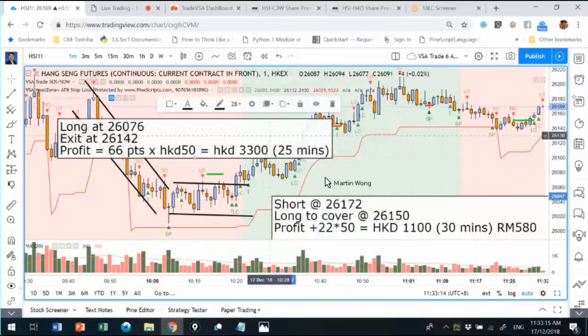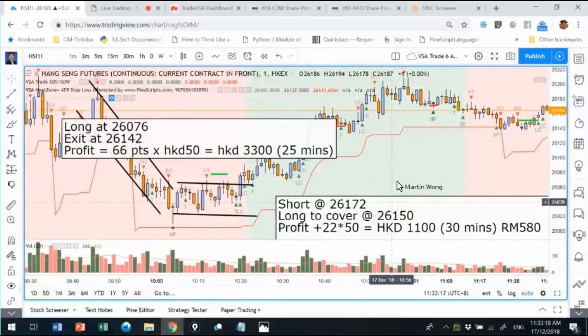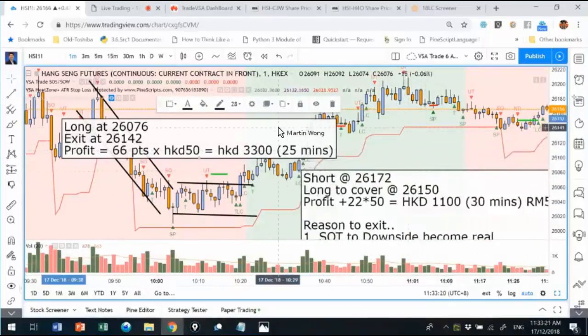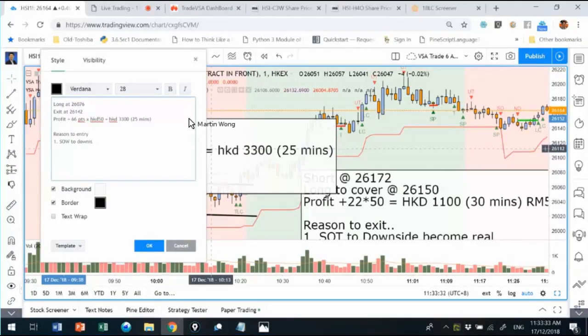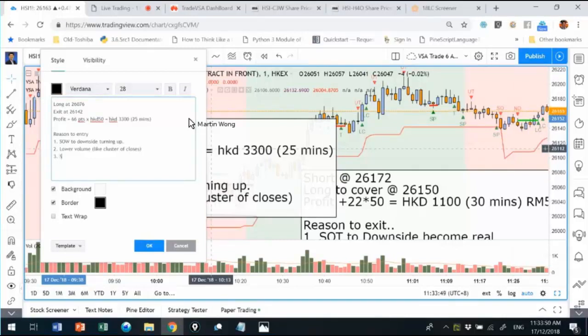This is the reason why we exit. Let me bring this one up so you can see for yourself why we did this. The same thing goes for this one too. The reason to enter, I think, was short: shortening of thrust to the downside turning up. And we saw lower volume, almost like a cluster of closures. Remember, cluster of closures, and then we saw some springs, we saw some climactic volume.